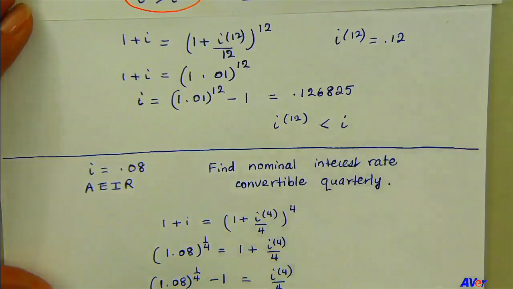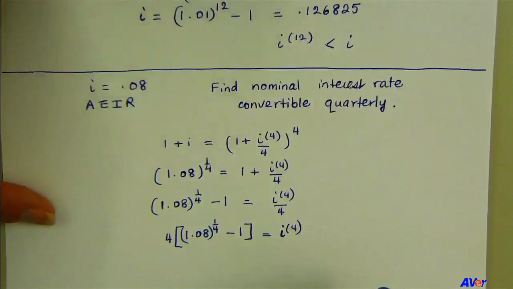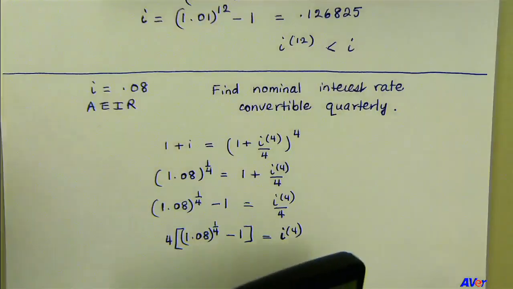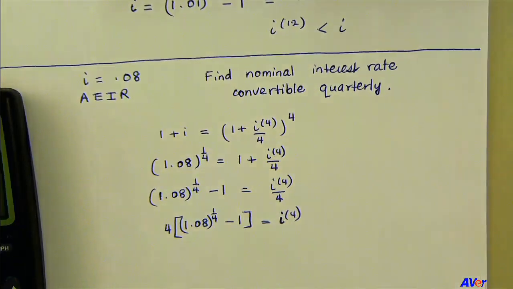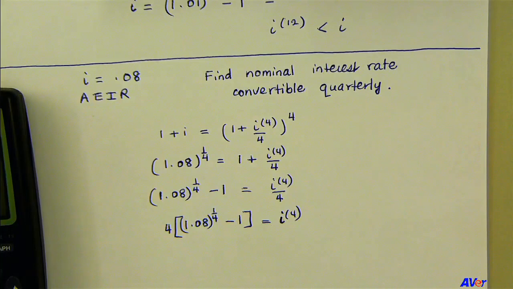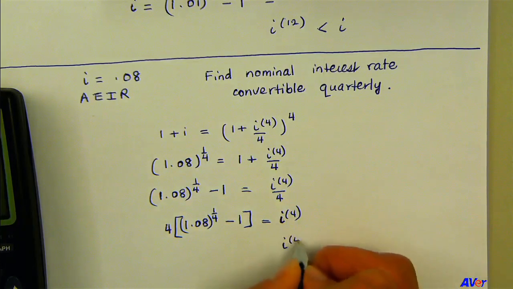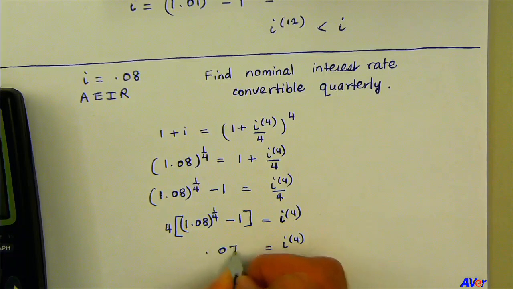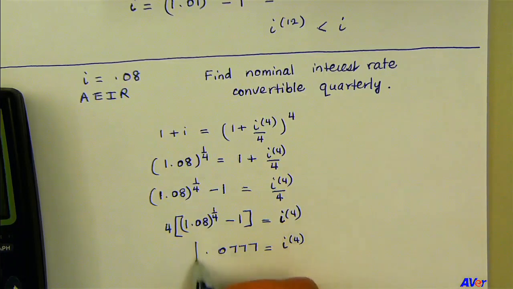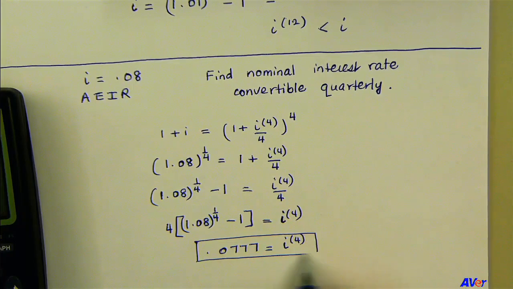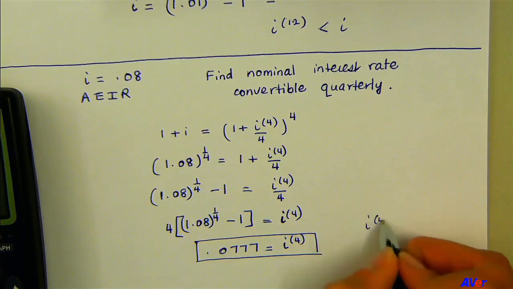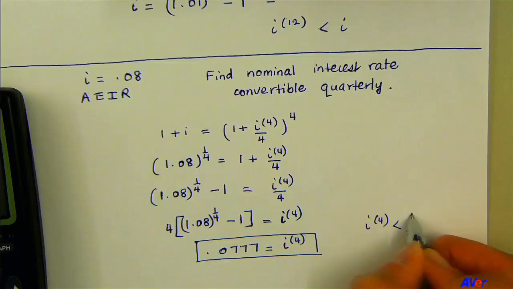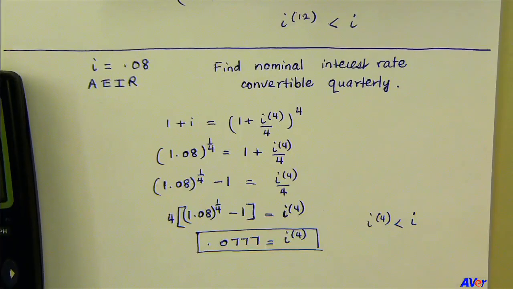What do we get when we plug this into our calculator? 1.08 raised to the 0.25 minus 1, times 4. i4 equals 0.0777. Notice that i4 is less than i. Again. Agree?